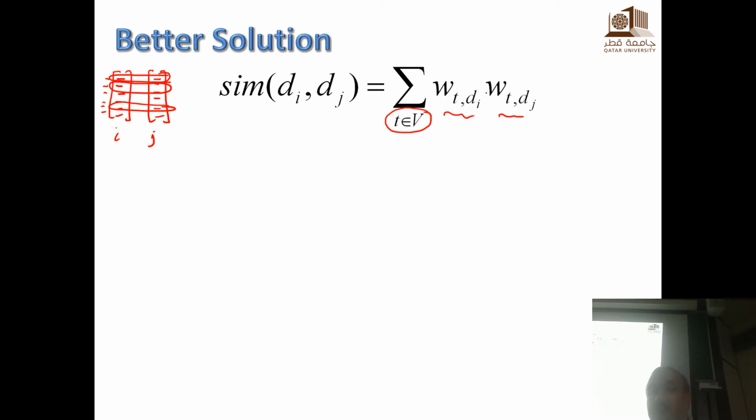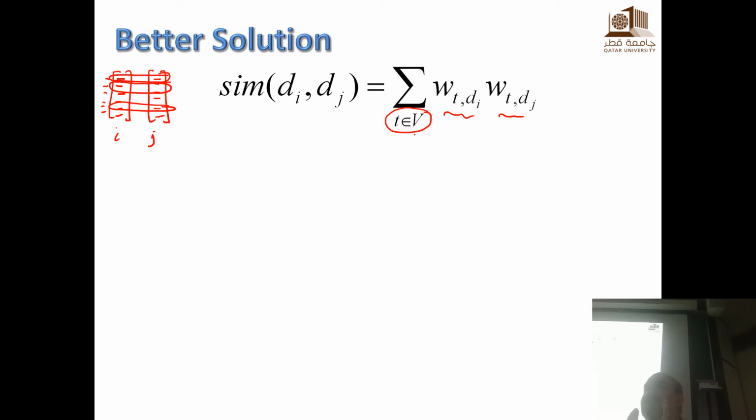What are the values of these weights? What are the possible values? We said that these weights are either 0 if the term didn't appear in the document, or positive if it appeared, right? If one of these weights is 0, what will happen? The product of these two is 0, whether the other one is 0 or not, it doesn't matter, right? If that's the case, then what is this set exactly?